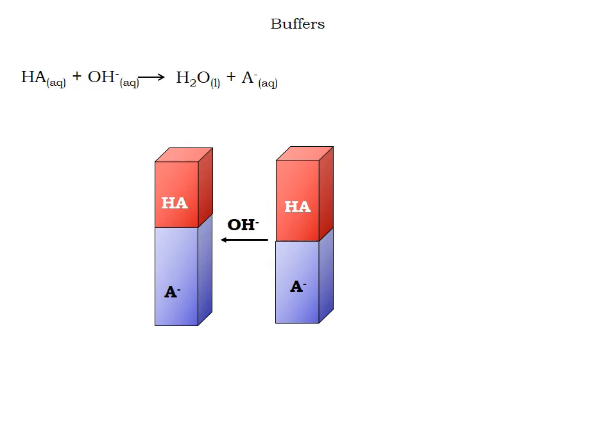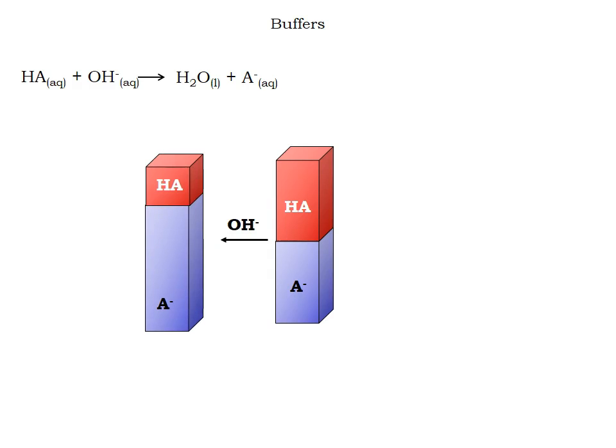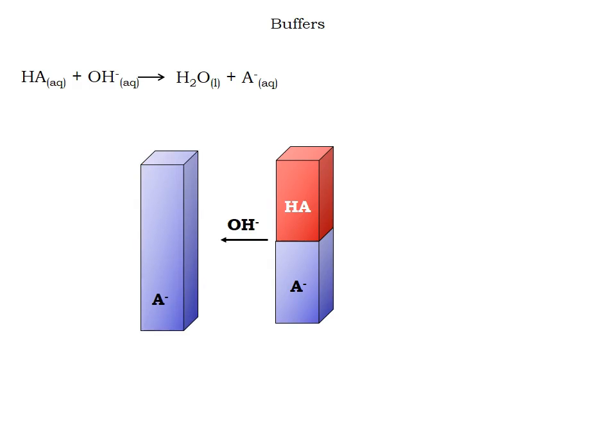HA will donate its hydrogen ion to hydroxide. Hydroxide will turn into the innocuous neutral pH 7 water molecule, and A minus will be formed as the conjugate base of HA. So now you can see that the A minus composition has increased, right? The blue bar is higher now, and the red bar is getting smaller because we're converting the HA into A minus. And now if we continue to add hydroxide, the conjugate base will increase even more, and then eventually the acid will be completely gone if you continue to add hydroxide.